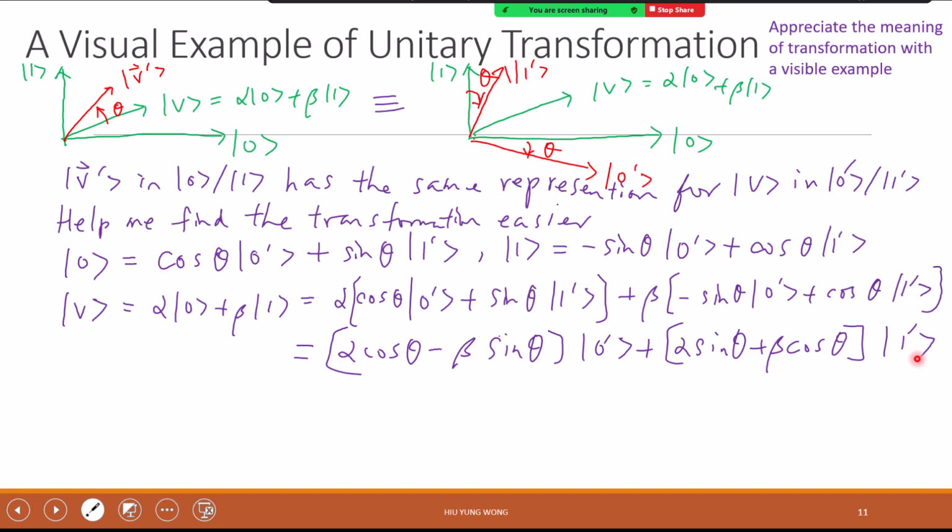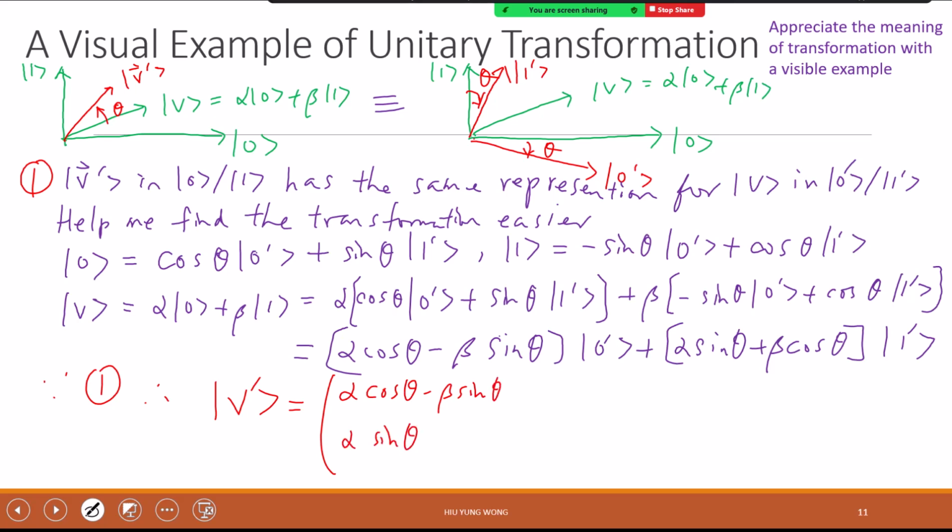Okay, this is representing V in terms of 0' and 1', but we already said that V in the 0' 1' basis has the same representation as V' in the 0 1 basis, right? Let me highlight this as 1. Because of 1, I know that V' must equal alpha cosine theta minus beta sine theta, alpha sine theta plus beta cosine theta, with this one in the 0 basis and this in the 1 basis. Not the 1', 0' basis. V in 0' and 1' is the same as V' in the 0 and 1 basis.